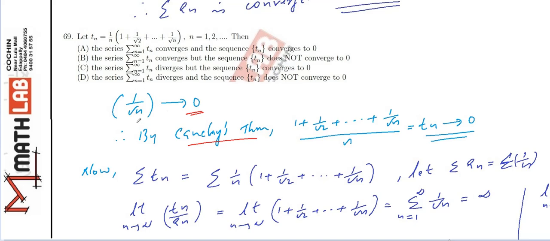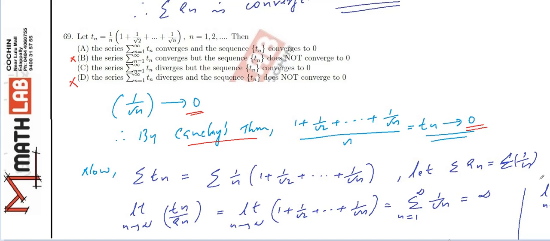So the arithmetic mean of this sequence is 1 plus 1 by root 2 plus etc. plus 1 by root n, divided by n, and that is nothing but Tn. So actually Tn is given in a tricky way. When you understand that, it's really simple, right? So that is Tn, and that converges to the same limit as 1 by root n, so it converges to 0. So the sequence Tn converges to 0, so B and D are false.